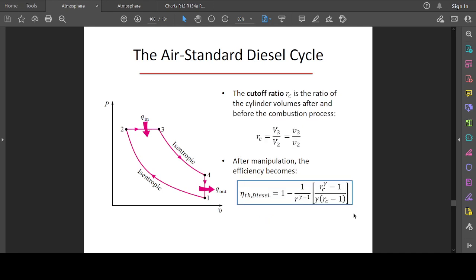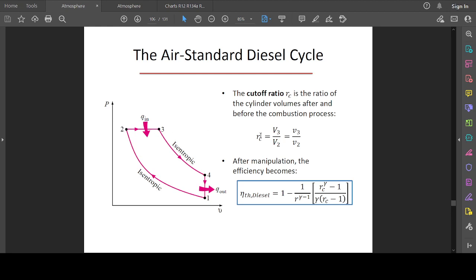So we can even go to the extent of using the cutoff ratio. And the cutoff ratio is the ratio of the cylinder volume after and before the combustion process, just like the compression ratio for spark ignition engines. Okay, and the cutoff ratio is given as the volume at point 3 divided by the volume at point 2.